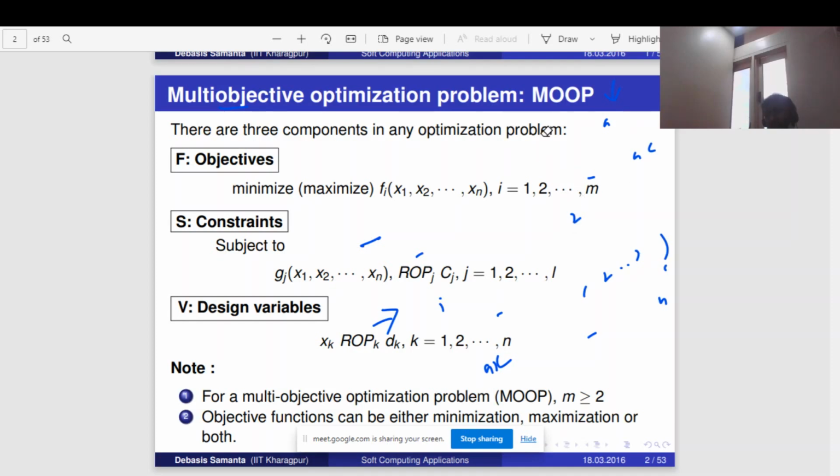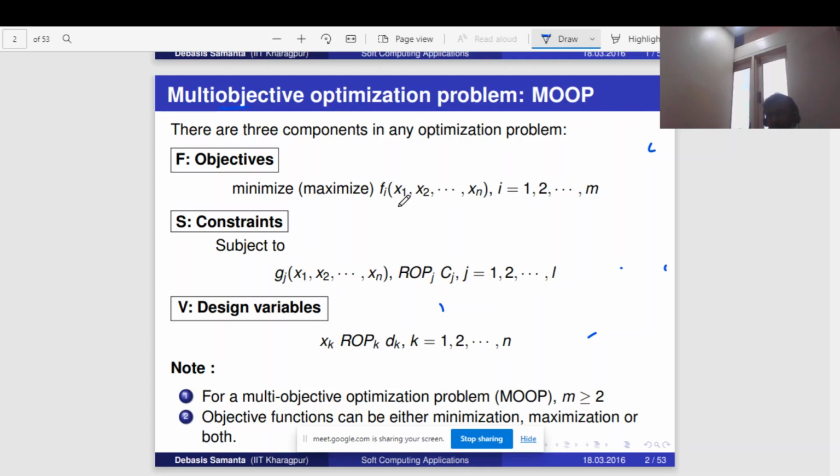You will not have just one objective function, you will have more than one objective function, and some of these functions you may want to maximize and some you may want to minimize. So it's a combination of multiple objective functions. That is represented here mathematically.